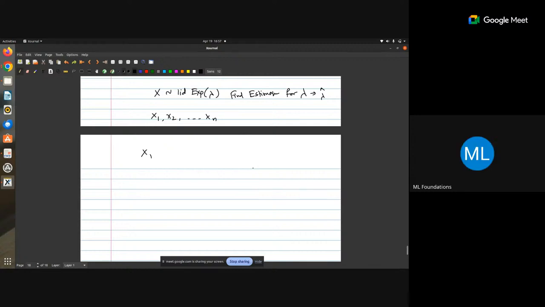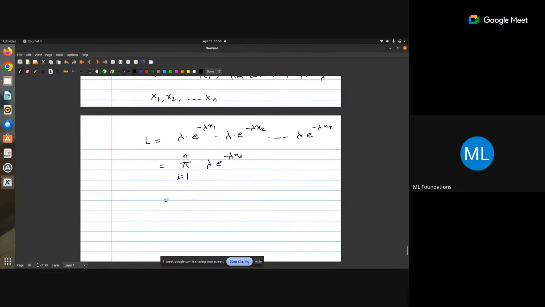So what will be the likelihood here? Basically, likelihood is a product of these densities: lambda e to the power minus lambda x1, times lambda e to the power minus lambda x2, up to lambda e to the power minus lambda xn. The compact way of writing this is the product, i going from 1 to n, of lambda e to the power minus lambda xi. And what will the product be? Lambda to the power n, and e to the power minus lambda times the sum of x1, x2 to xn, since lambda is common and all the additions are in the exponent.